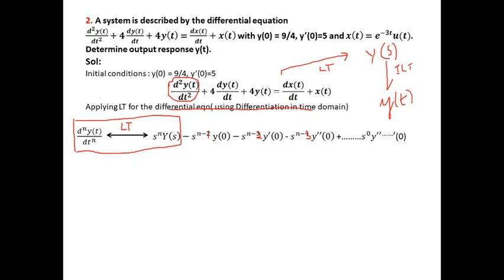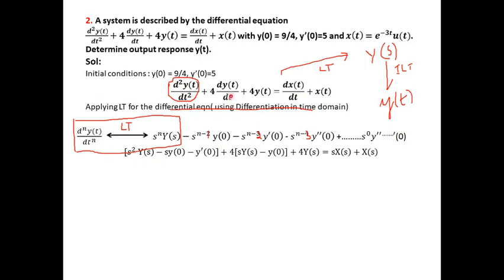So keeping this formula in mind, we can see that the Laplace transform of d squared y of t divided by dt squared is s squared y of s minus s power 1 times the first initial condition, y of 0. Still we have to continue until we reach s power 0, which is 1. So next one is s power 0, which is 1, times the differentiated initial condition, y dash of 0. So we can stop with this.